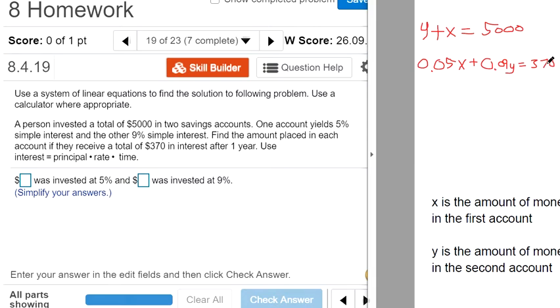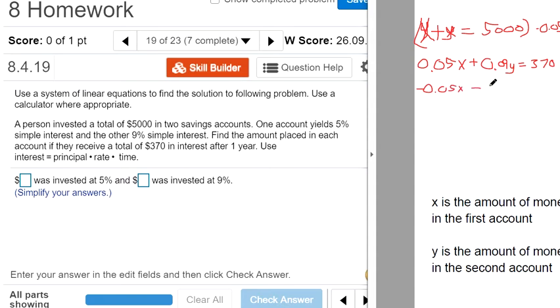And now I've got two equations. Now we can solve. I messed up the order here. We can just switch those around because the order you add in doesn't matter. X plus Y equals 5,000. So what we can do is multiply this by negative 0.05, or you could have multiplied it by negative 0.09. I'm just trying to make it so that I can cancel out using the addition method.